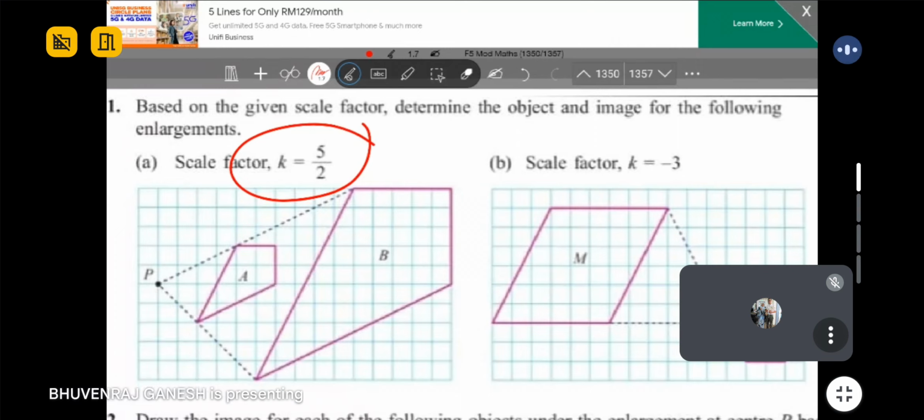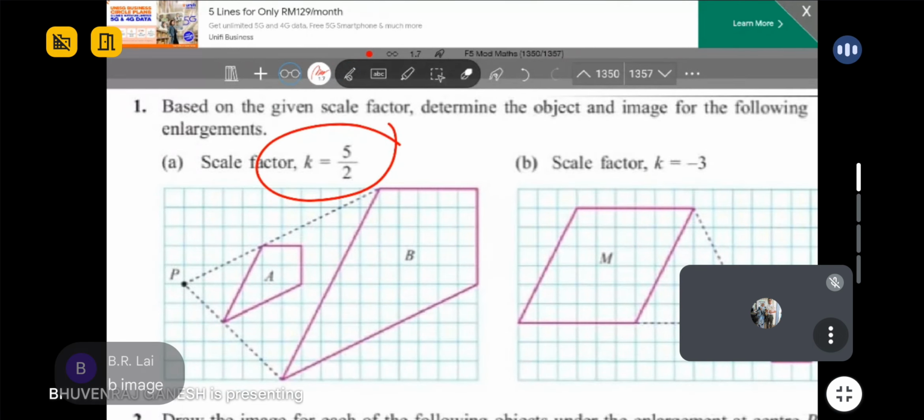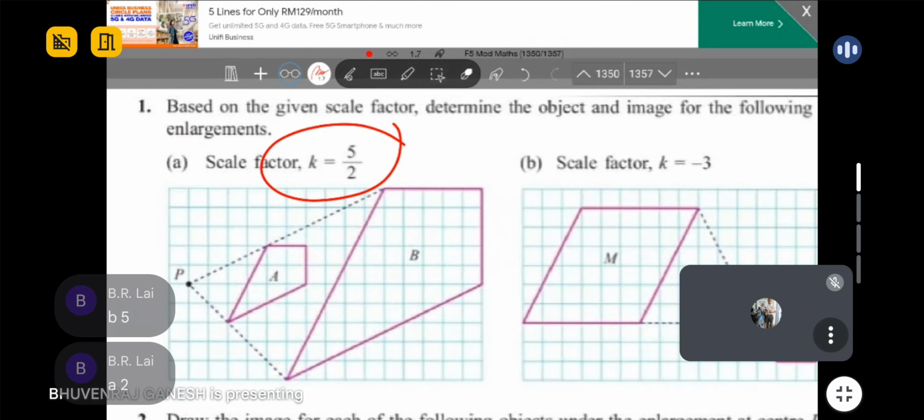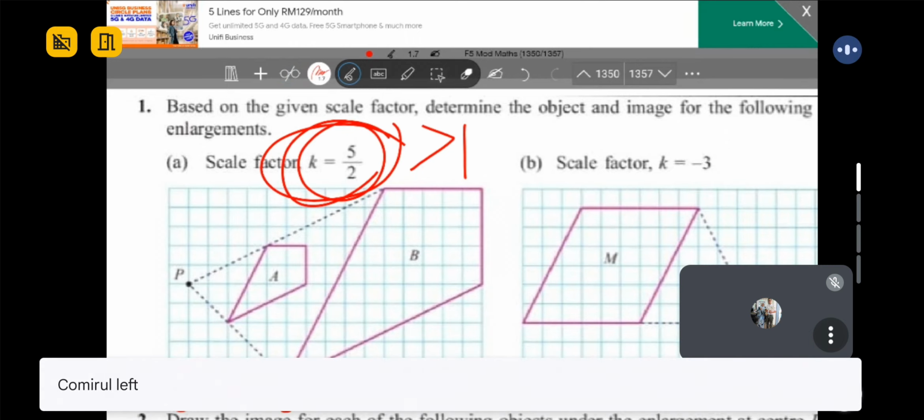First boy, Bowen, can you try for 1A, which is the... wow, I never asked the question and you answered D. Wait, let me check and see. Yes, B is the image, A is the object, because the scale factor is bigger than 1, lebih besar dari 1. So B is the image and A is the object, based on your scale factor.